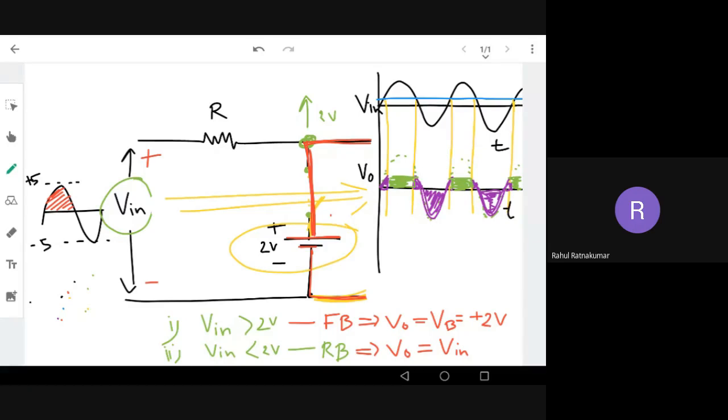Now we need to draw the graph of V out versus V in. Okay, one minute.